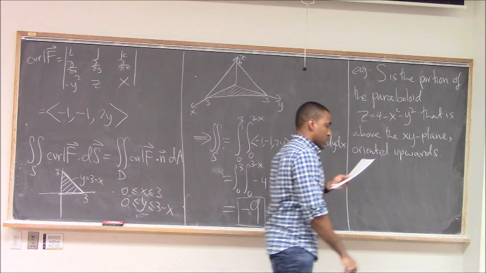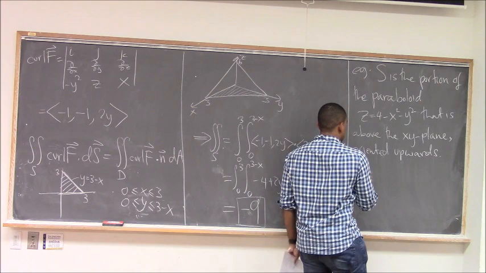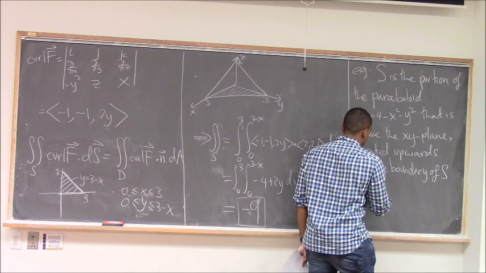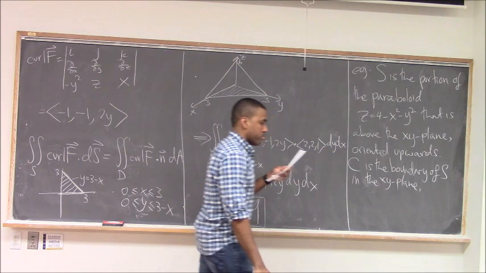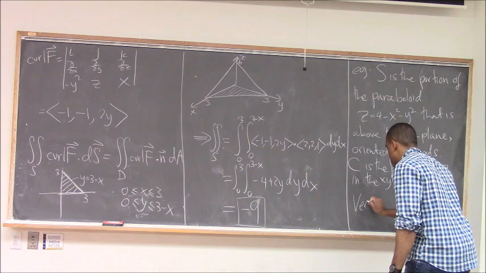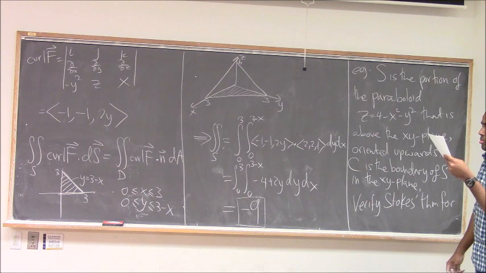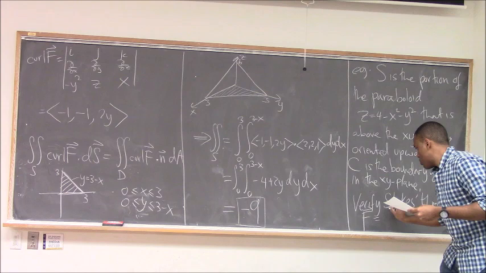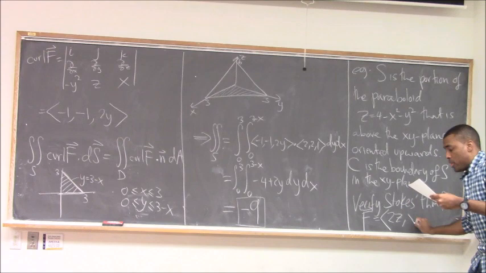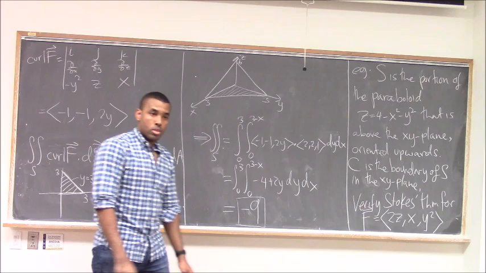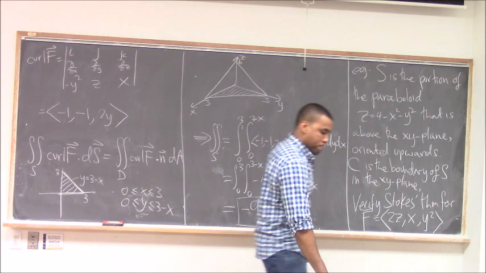Normal vectors are pointing up. C is the boundary of S and the xy. Verify Stokes' Theorem for F equals 2z, x, y squared. So we can't just take the easy way out, you want us to do both ways and show the right. If it says verify, it means you need to show this side is equal to that side, so you have to do both sides.